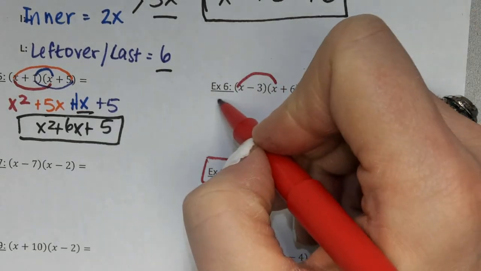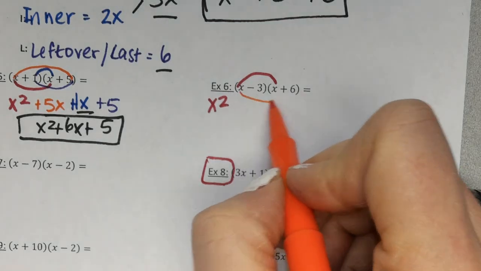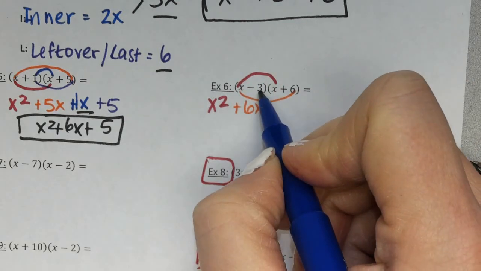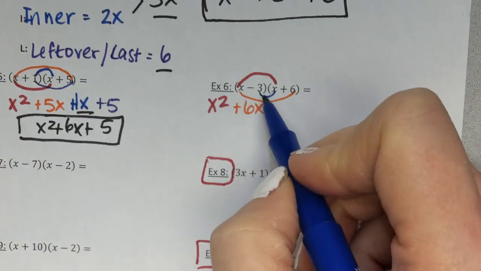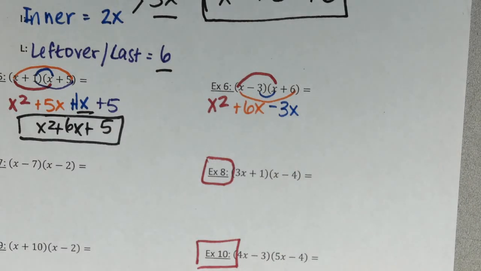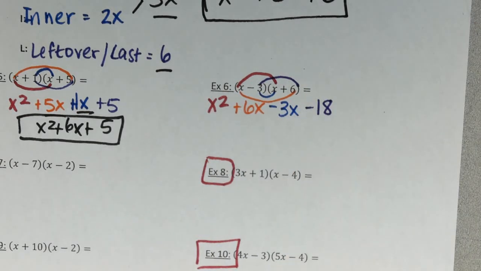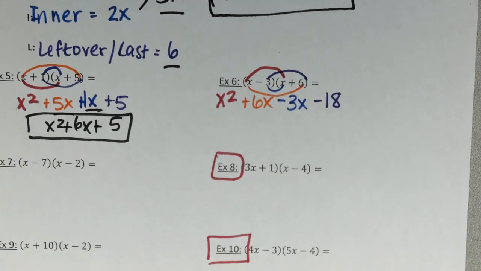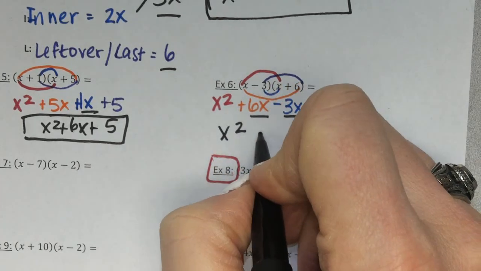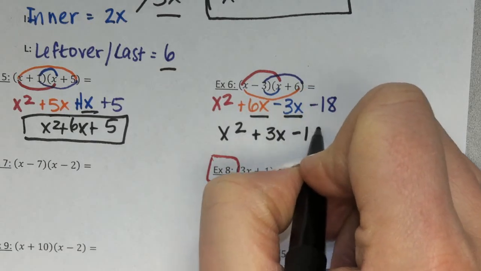So x times x is x squared. X times 6 is a 6x. Inner, -3 times x is a -3x. And then last, -3 times 6 is a -18. So we look here and see there's usually 2 terms in the middle that we can combine, the x terms. 6x minus 3x is 3x minus 18.